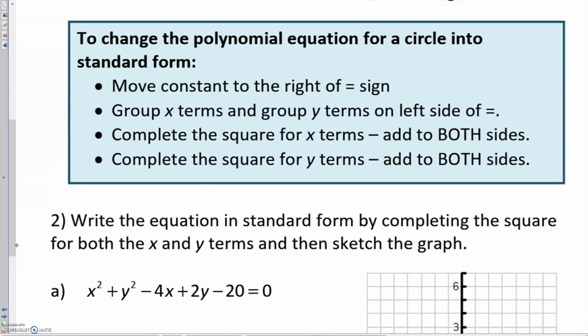All right, so now to change a polynomial equation for a circle into standard form, you're going to move the constant to the right of the equal sign, group your x terms and y terms on the left side, and then complete the square. Sure you remember how to complete the square. You take half of the x term coefficient and then square that and add it to both sides.